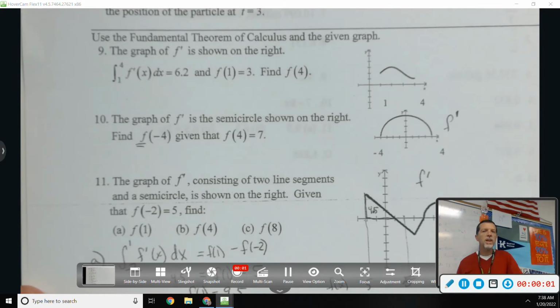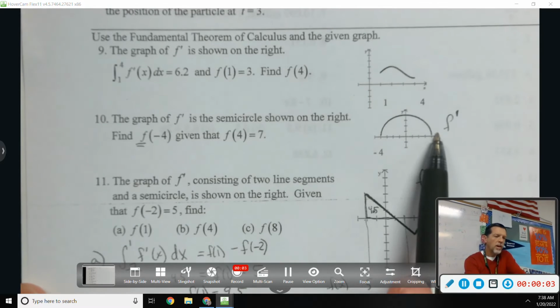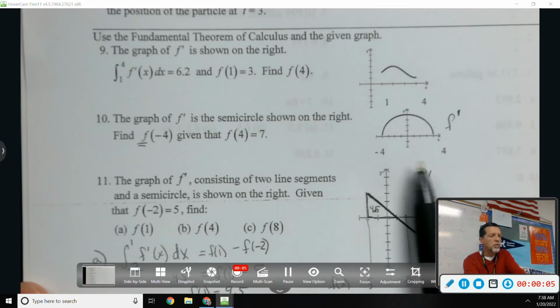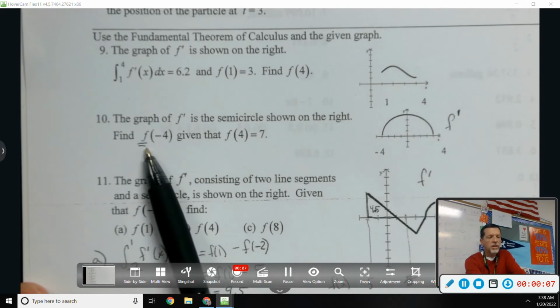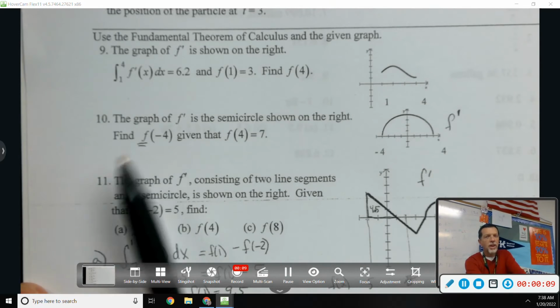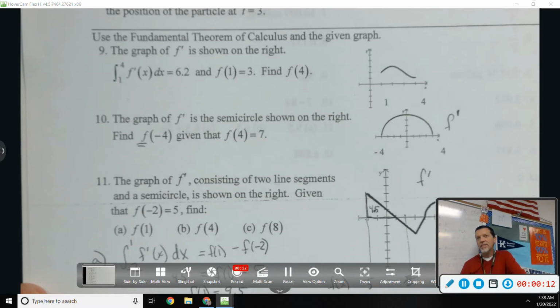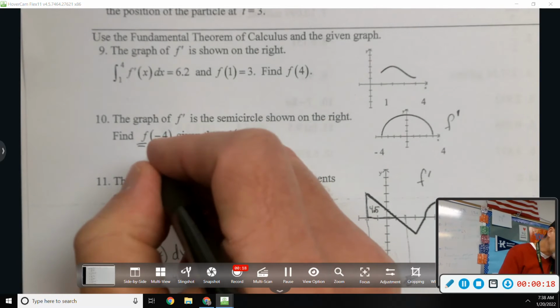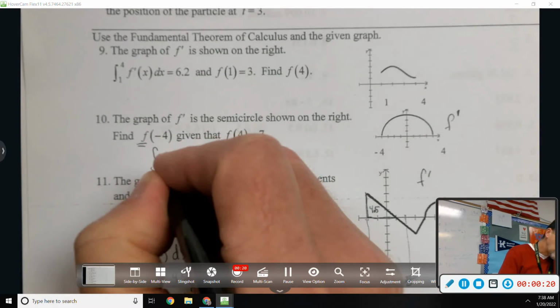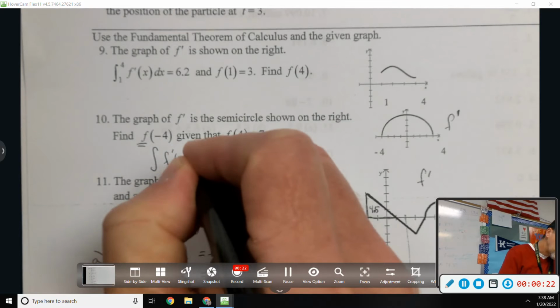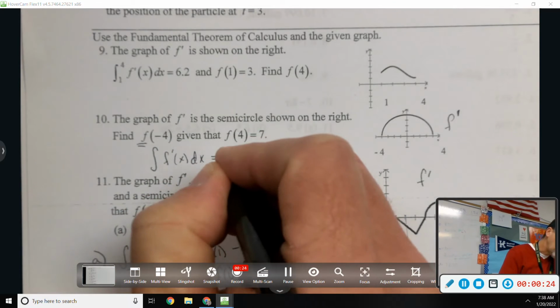So looking at number 10, we know f prime. It's just a picture, but we know some information about f prime, and we're looking for f. So if I want to get from f prime to f, what do we need to do? Integrate, or antiderivative. So I need to antiderivative f prime, because I know that will get me back to f.